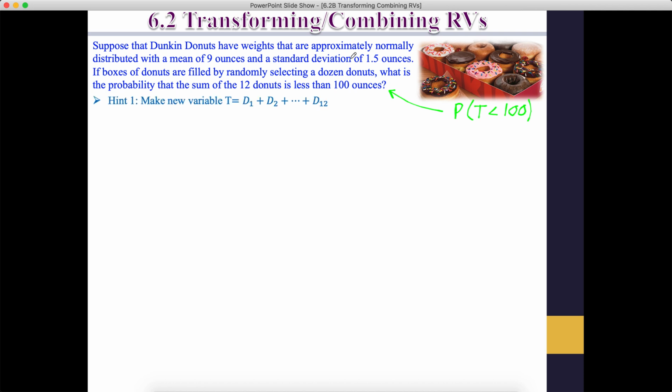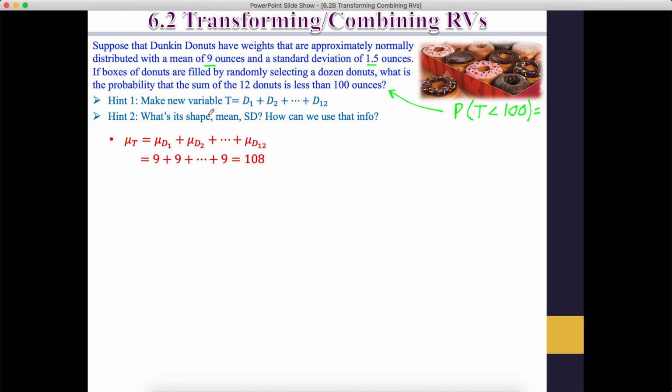Okay, here's some hints. Like I said, you want to make a new random variable called t, and we'll define it as this. There's 12 donuts, which is still the random variable d, with this mean and this standard deviation. And I'm using subscripts for each of these things. So I'm doing the Pythagorean theorem thing, but 12 times instead of with 2 things. Another thing is to consider the shape, the mean, and the standard deviation of t. And then how do we do that info? What does a problem that usually starts like this end up looking like? If we think about the mean, the standard deviation, and the shape, then it becomes very obvious.